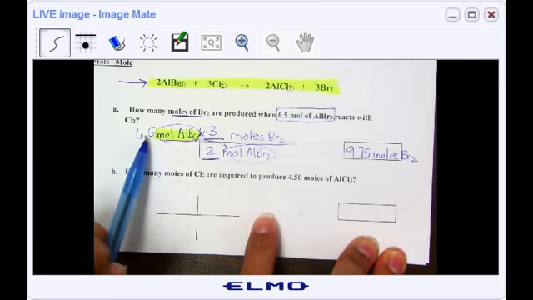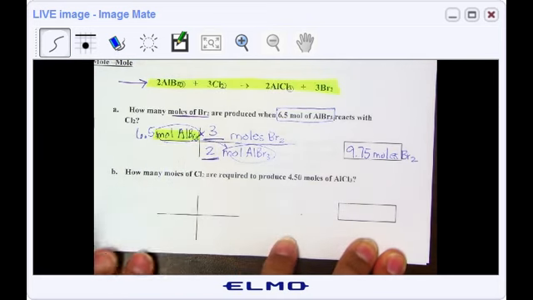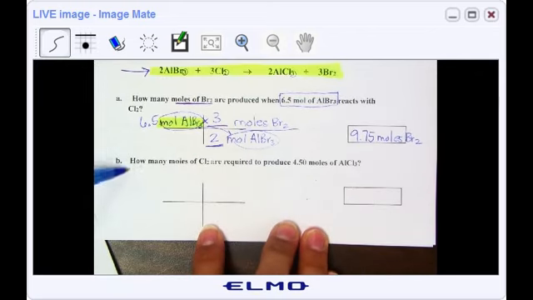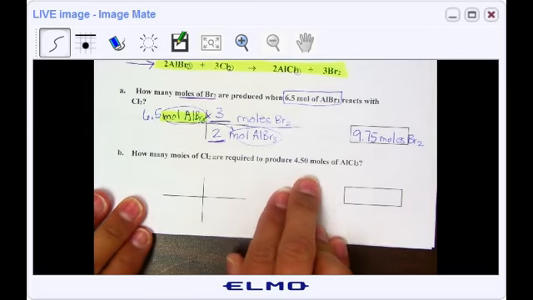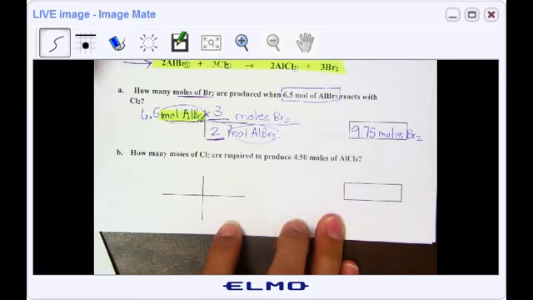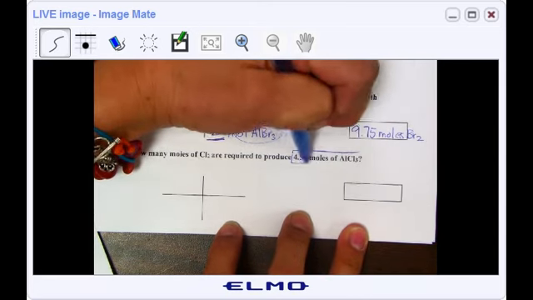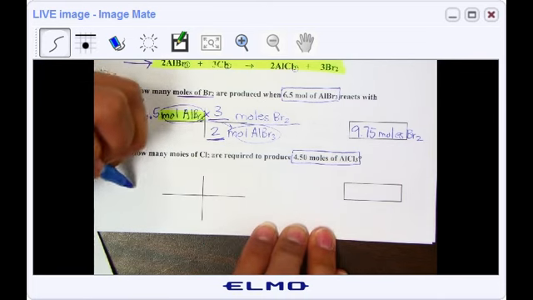Okay, and all I did was 6.5 times 3, divided that number by the bottom number. Next, it's asking you how many moles of Cl2 are required to produce 4.50 moles. Okay? You really don't have to read the question at all. You need to identify what you are given. That number goes in your top left-hand box.